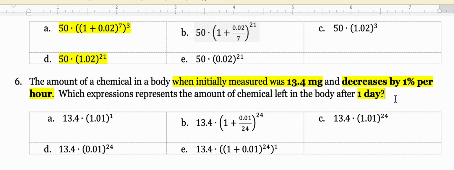Okay, so our initial amount, 13.4. Okay, it decreases 1% every hour, so there's 99% left every hour, or you could say 1 minus 0.01. Okay, and 24 hours is your exponent. So let's see, what do we have here? Which one is it? It is going to be, right, it's decreasing.